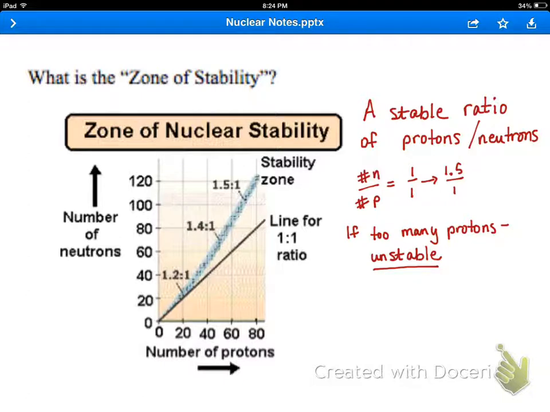And that's partly because the neutrons sort of cushion between the protons, so the protons don't bump into each other. So if they have this ratio here with some extra neutrons, then it tends to be in the zone of stability. If it's outside of this ratio, then it's probably going to be radioactive.